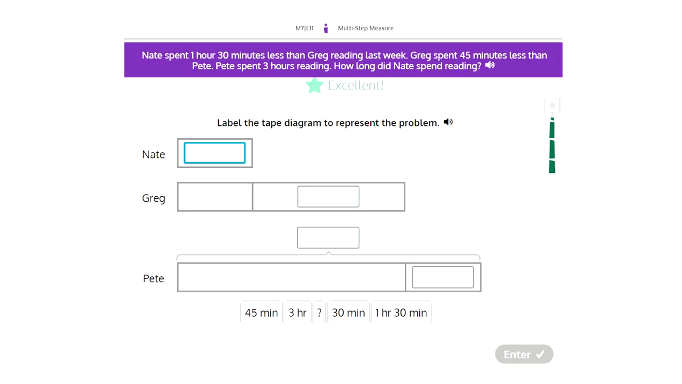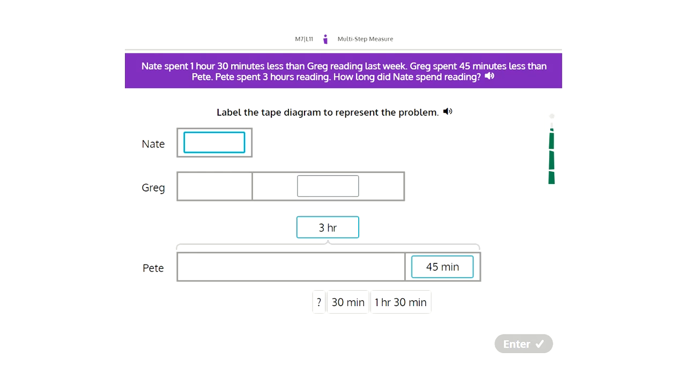Now we will be asked to label the segments of the tape diagram. We have to think about it very carefully. The first thing we realize is that Pete spent 3 hours, so you can label Pete's whole as 3 hours. The next thing we know is that the portion that is longer than Greg has to be 45 minutes because Greg spent 45 minutes less than Pete. So we've got 2 of these out of the way. Pete is taken care of.